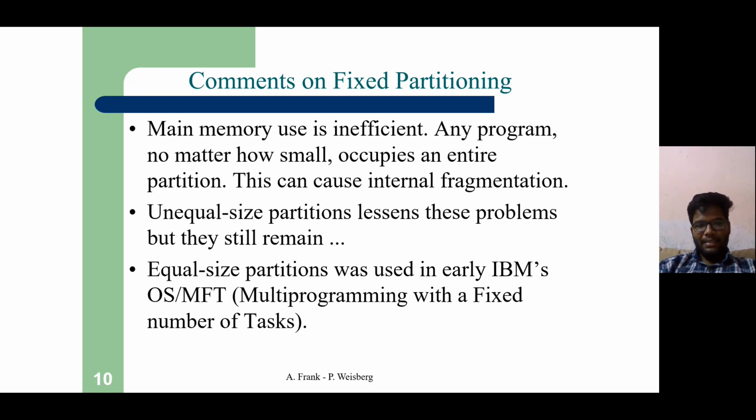Unequal size partitions lessen these problems, but they still remain. In unequal partitioning, some internal fragmentation may be reduced, but the problem will still be there. Equal size partitions were used in early IBM systems, in early multiprogramming with a fixed number of tasks. It is not used nowadays.